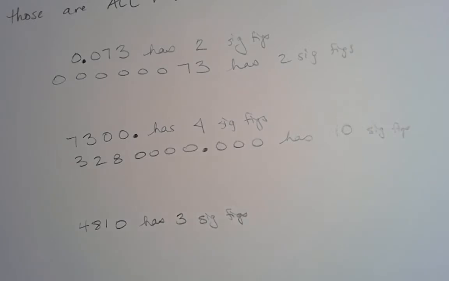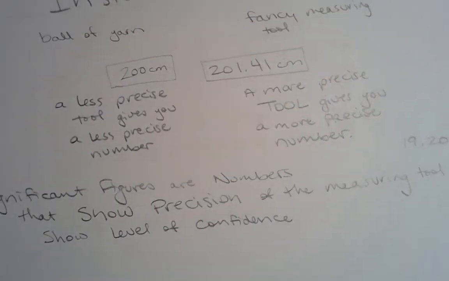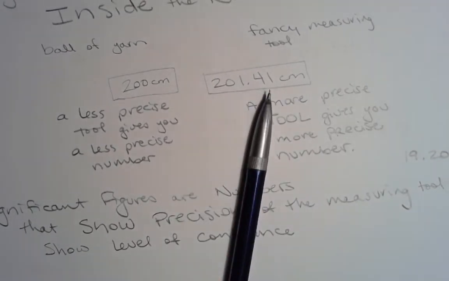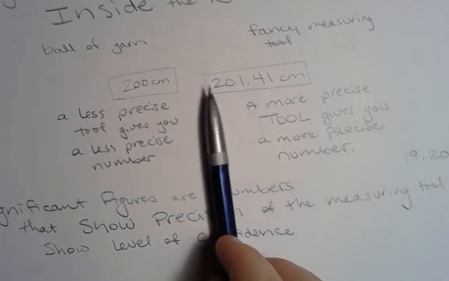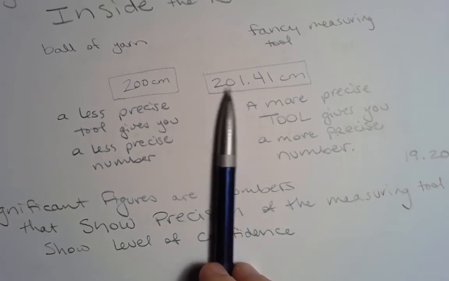I'm going to switch pages again. Actually, I'm going to pull this page. This is the first page I was on today. With your ball of yarn and your fancy measuring tool, your fancy measuring tool could see down to that little tiny place value. Your ball of yarn, while it was measuring the same thing, the tool itself was not precise enough to see any of these smaller place values.